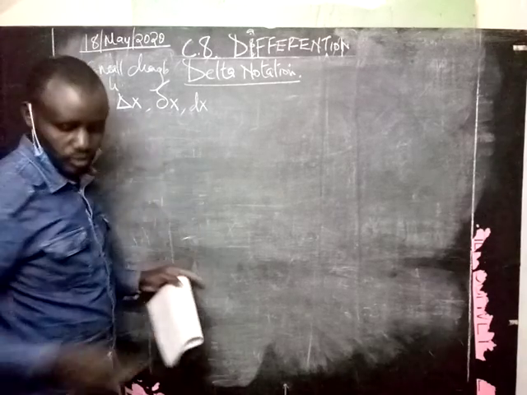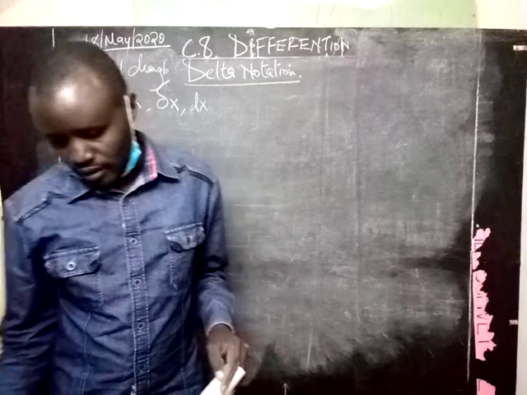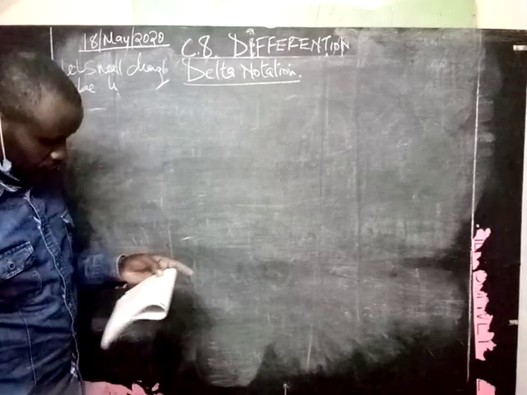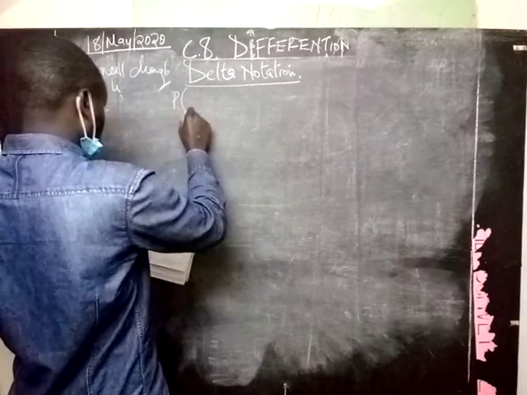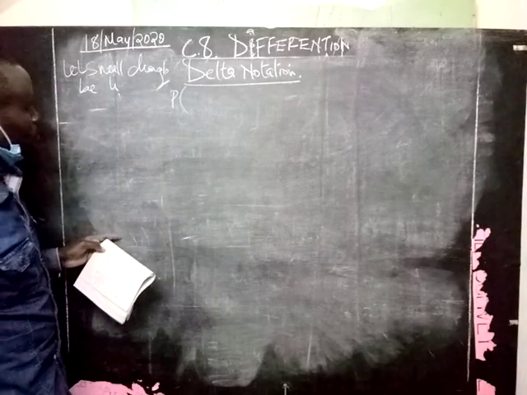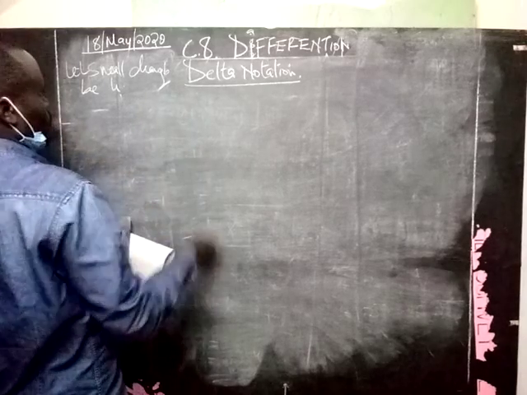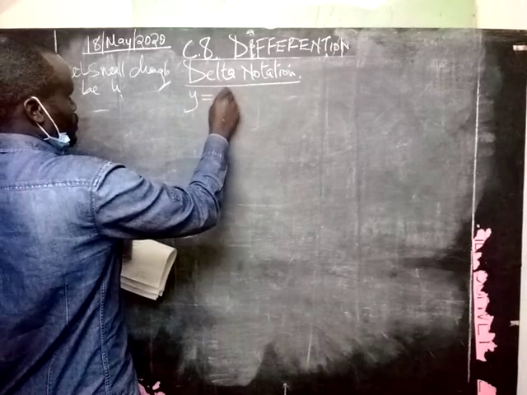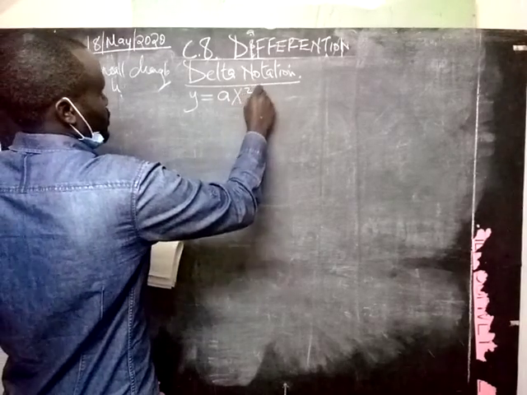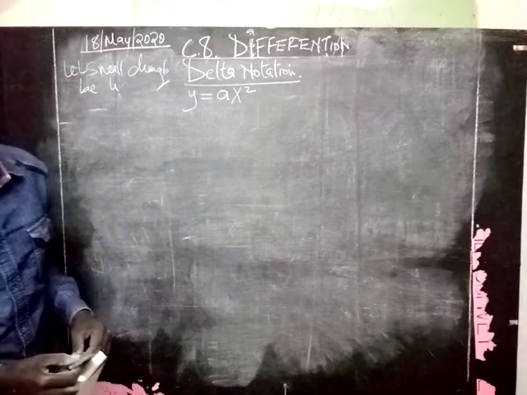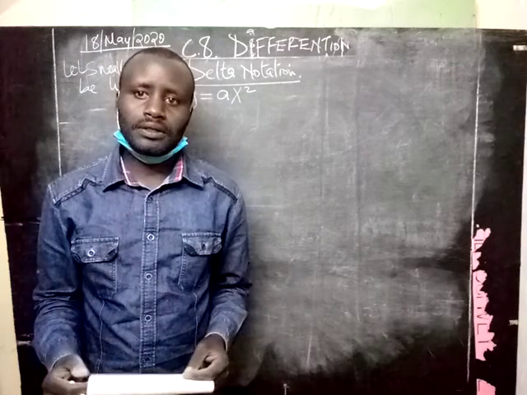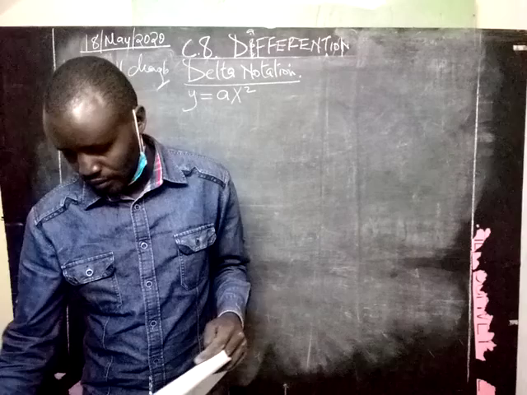So these are the terms that we're going to use to represent delta. We have 2 points here. We have this equation first, before we talked about the points. We have y equals a x raised to the power of 2, where a is a constant. I want us to find the derivative, or the gradient function, of this equation.